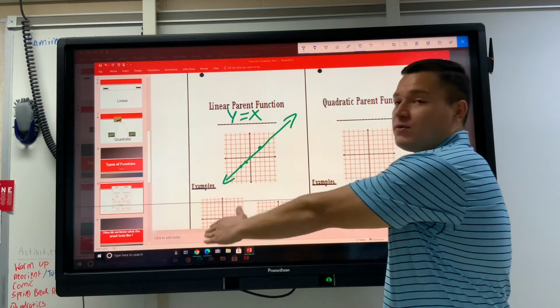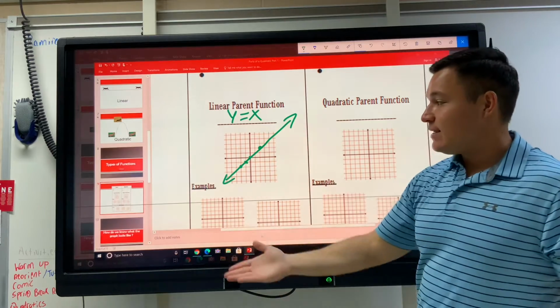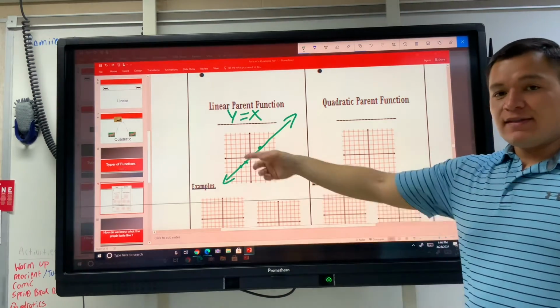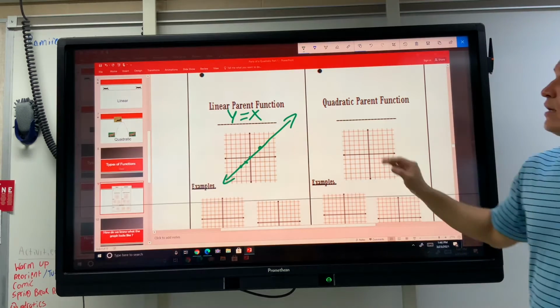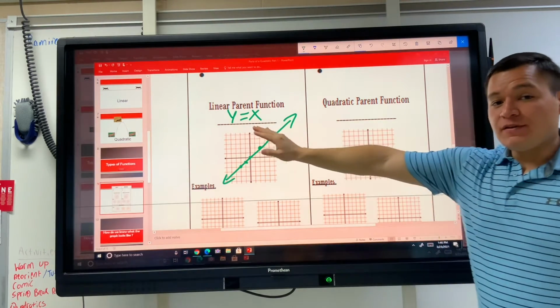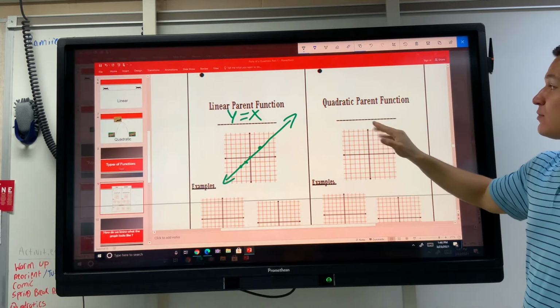So y equals x is going to be called, in geometry you'll learn this term, but it bisects the y-axis and the x-axis. It's called a bisector. So if that's the most basic linear parent function, what would be the most basic quadratic function?